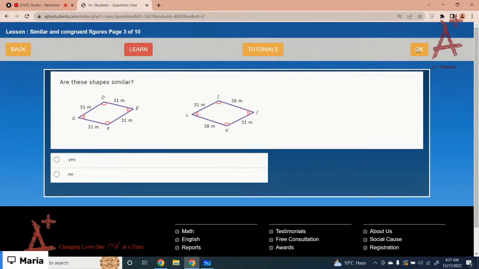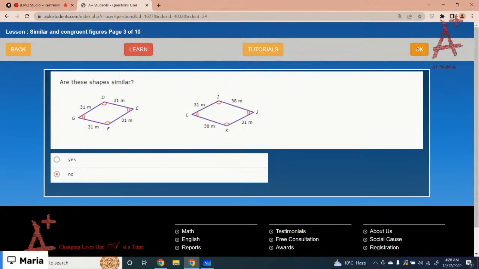Okay. Are these shapes similar? We have to look if they are similar. They have the same angles, but when you form the proportions of the sides, they are different. Look at this, the lengths 31 and 31. But here you have 31 and 38. When you form the ratios, the ratios are not the same. So this is not similar. Got it? The answer is no.